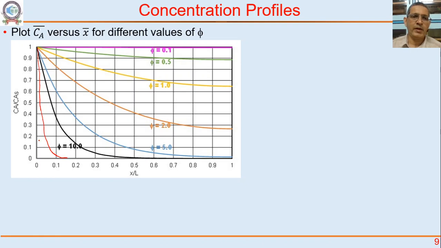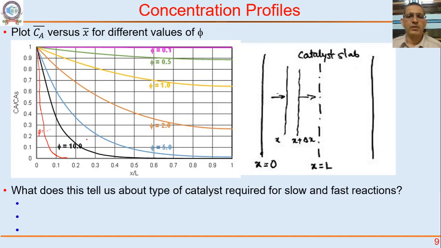Think for yourself: phi far greater than 1, say phi equal to 20 or something like that, very high, greater than 10. I want to think about what it means. What does this tell us about the catalyst required for slow and fast reactions? Think, this is the catalyst slab. This is the concentration profile in the catalyst. How do we design a catalyst for very slow reactions, which means phi less than 1? How do we design a catalyst for phi far greater than 1?